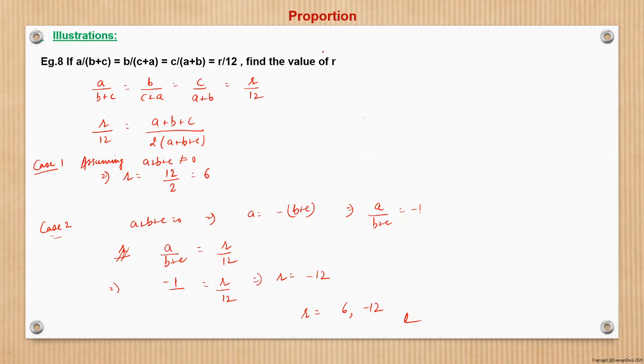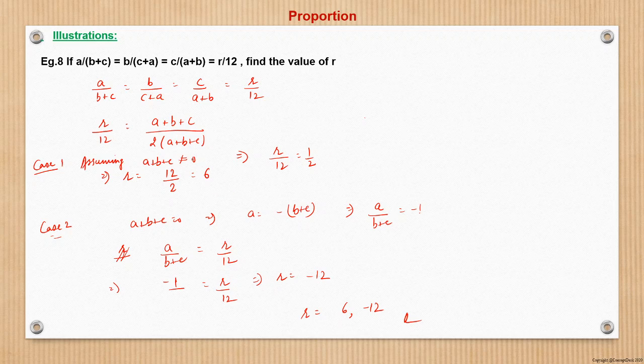Yeah. So case 1, a plus b plus c not equal to 0, then it will cancel out, and what we get is half, right? So here I will give r by 12 is equal to half. So from here we can say r is equal to 12 by 2, which is 6.